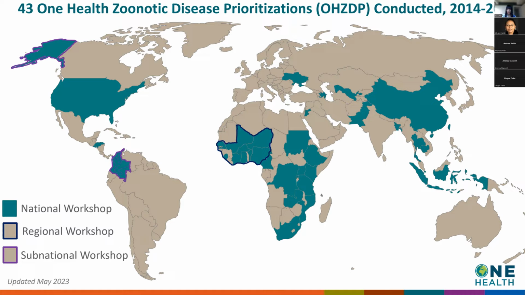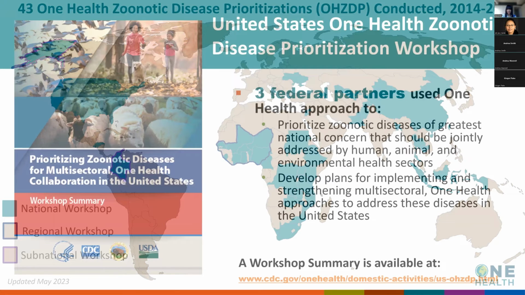So at the request and invitation of a host government, our office will collaborate with partners. And in the past, we've conducted 43 of these workshops from 2014 to present day. The ones in green are countries. The ones outlined in blue are regions, and the ones in purple are subnational workshops. You might notice that on that map, the United States was green.